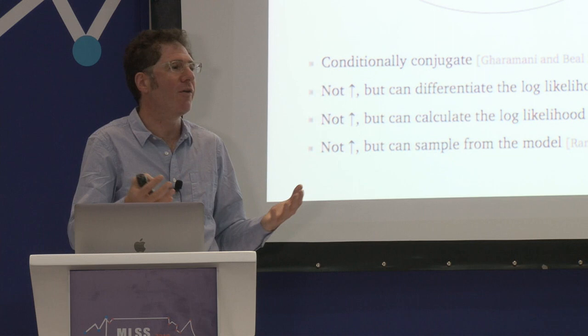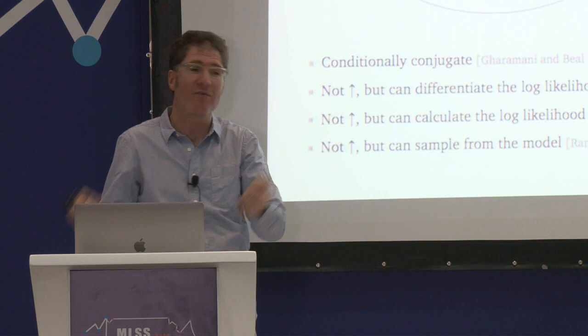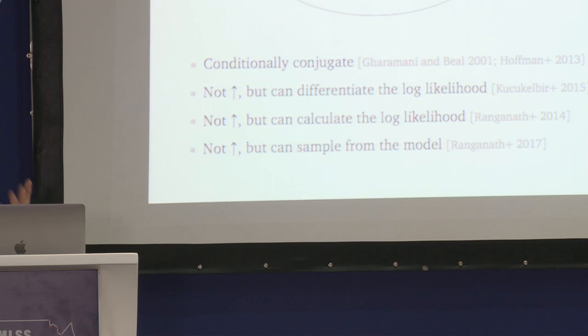Imagine you have a physics simulator where the seven constants go in and then it simulates the universe for you, and you want to now take your observations of the universe and figure out what those constants are. That's called an implicit model, and that's an implicit model inference problem, and we're starting to work on how to do variational inference in those settings. So that's the model class. That's P of Z given X.